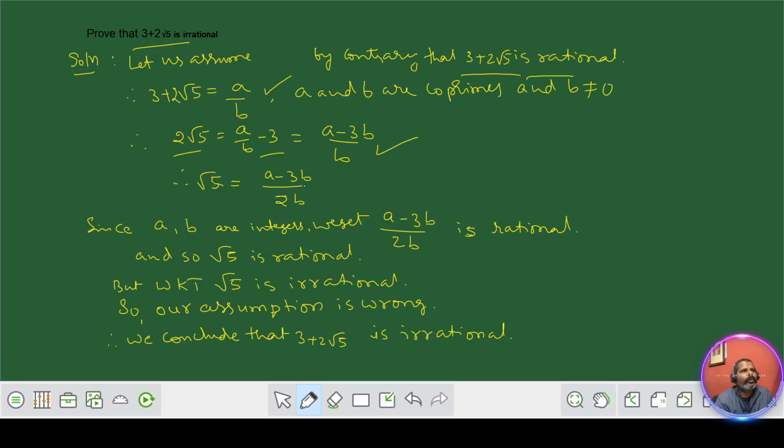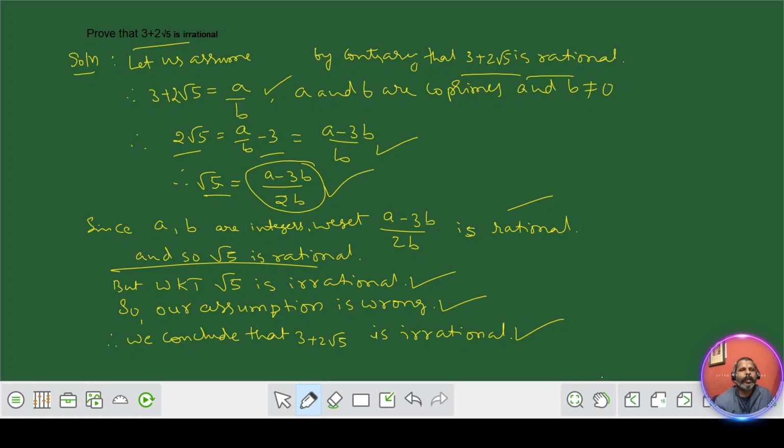Transpose 2 to the right hand side. It will come in the denominator. So therefore, root 5 equals a minus 3b by 2b. Since a, b here are integers, we get a minus 3b by 2b as a rational, and so root 5 is rational, right? But we know that root 5 is irrational. This statement is very important. No need to prove here again that root 5 is an irrational number, which we saw in the first slides. We just make a statement: we know that root 5 is an irrational number. So the assumption is wrong. Therefore, the conclusion is that 3 plus 2 root 5 is irrational.